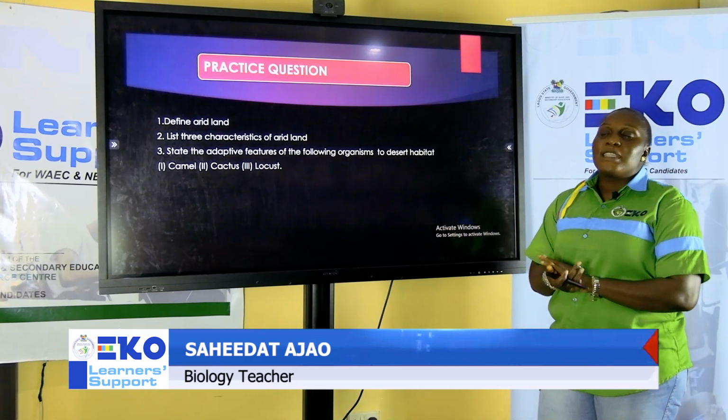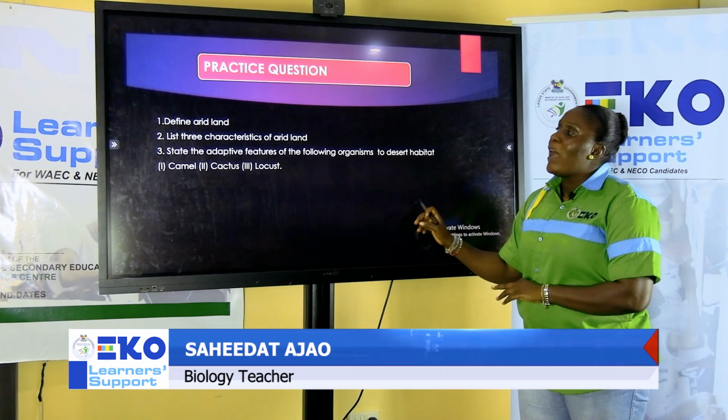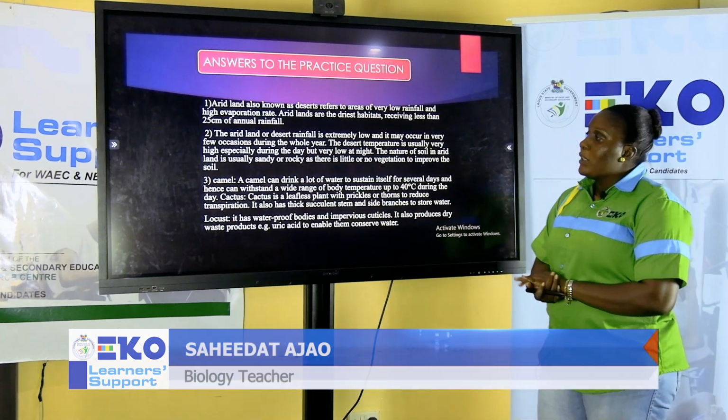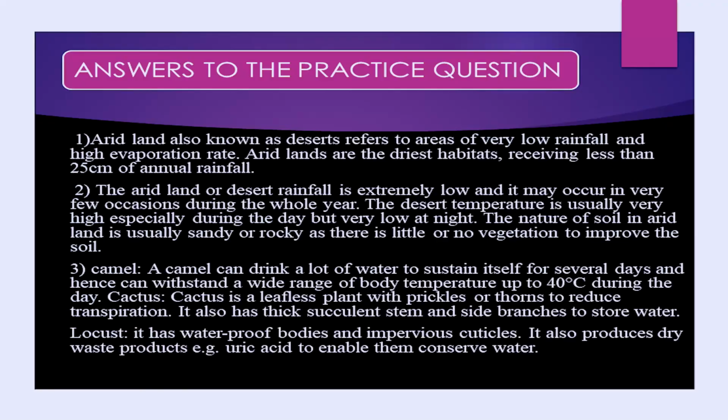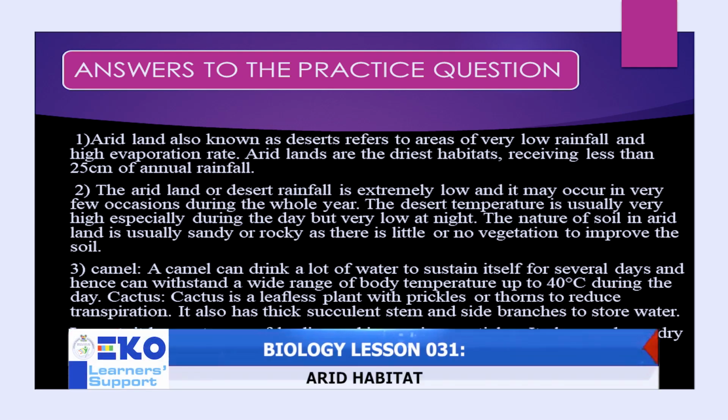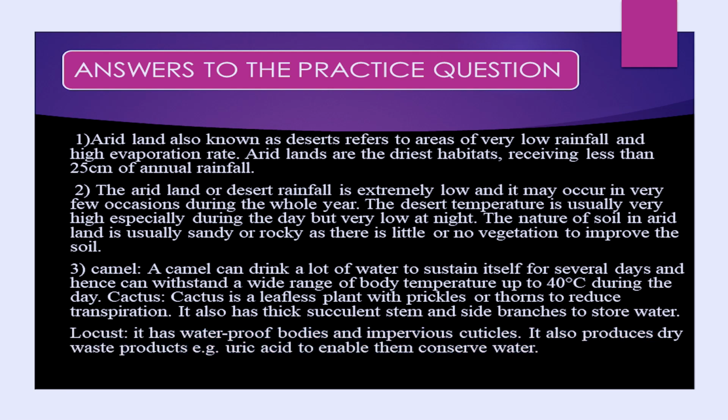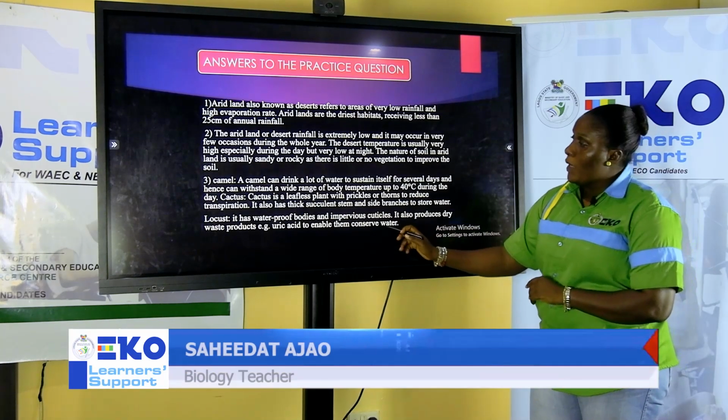Number 2 question says list 3 characteristics of arid land. Number 1, the arid land has extreme low rainfall. Number 2, the desert or arid land temperature is usually very high during the day but very low at night. Number 3, you can say the nature of the soil in the arid land is usually sandy, as there is little or no vegetation to improve the soil.